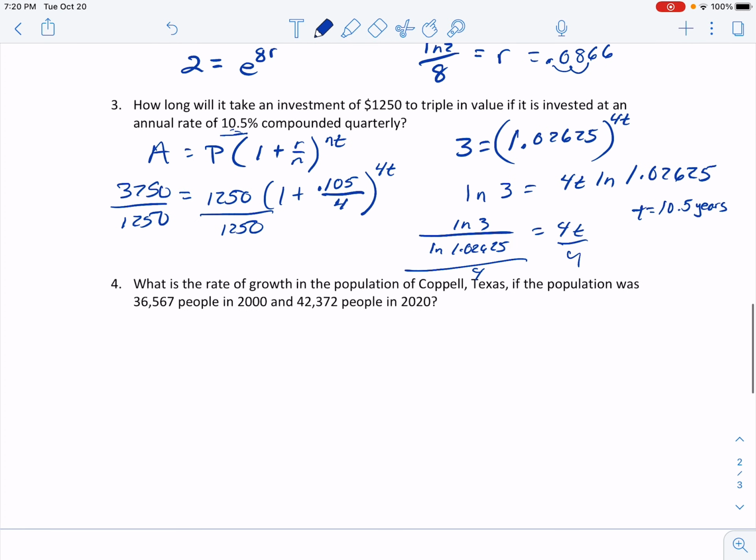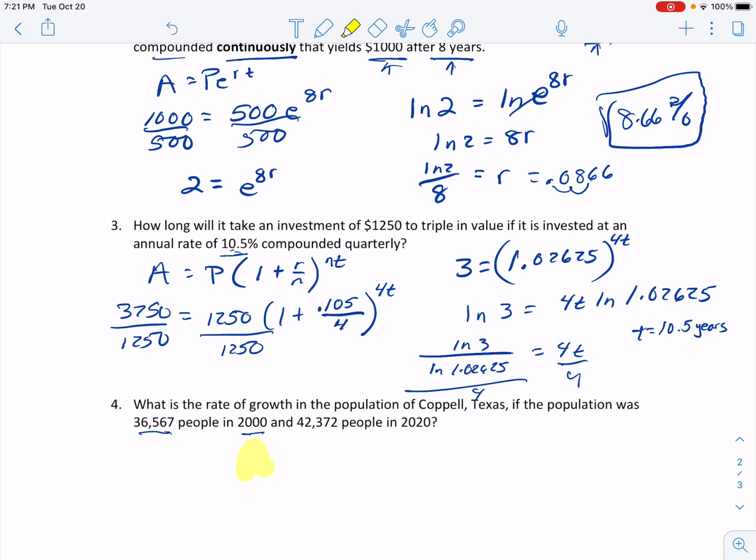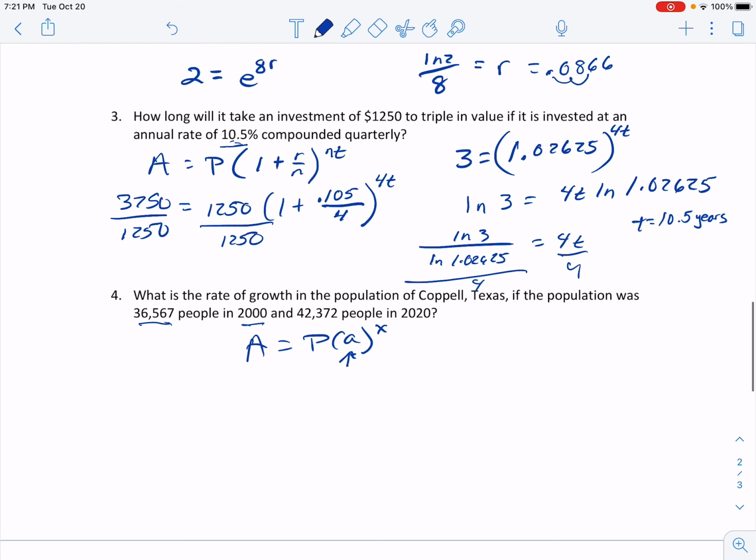Alright, what is the rate of growth of the population of Coppell, Texas if the population was 36,000 in 2000 and 42,000 in 2020? So you're looking for this. A equals P a to the x. We're looking for the growth rate. Okay, it started with 36,567. It ended with 42,372. We don't know a, and how many years went by.